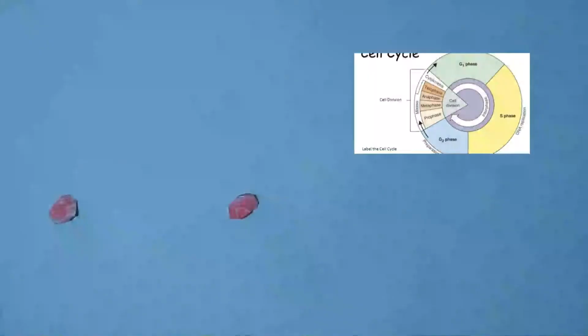So why does DNA need to replicate? Well, when cells divide, each daughter cell needs an exact copy of the DNA in order to function properly. So during the S phase of the cell cycle, DNA replicates.